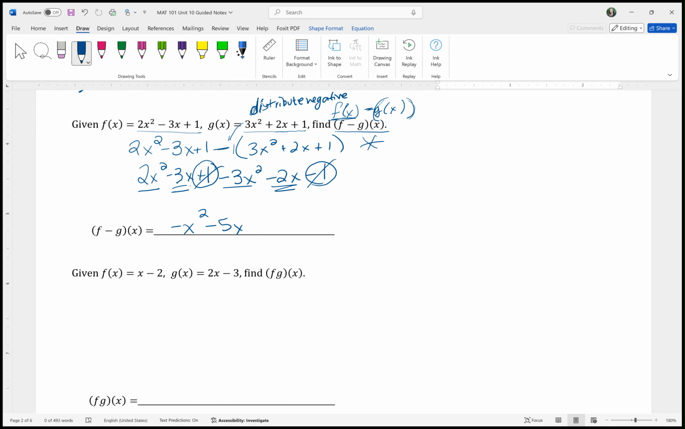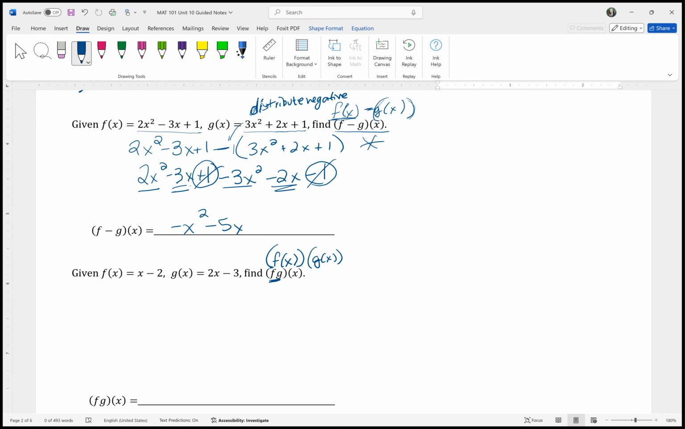This one, we have f of x is x minus 2 and g of x is 2x minus 3. We want to find f times g of x. So when you just see fg, that's what it means. What we're going to do when writing this one is we're going to have f of x in parentheses and g of x in parentheses.